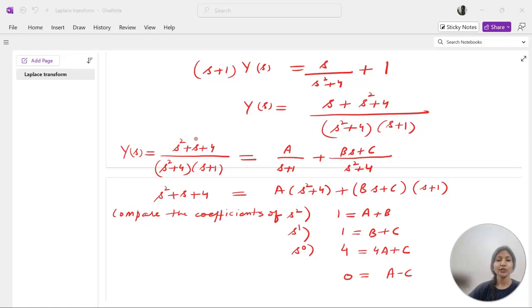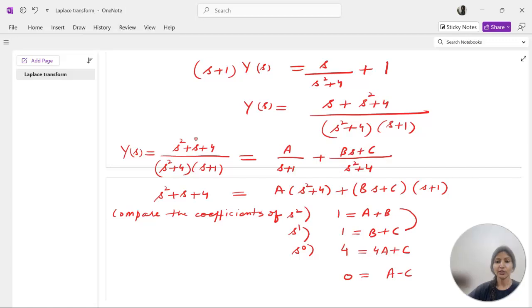We compare the coefficients on both sides of s square, s power 1 and s power 0. So when you compare the coefficient of s square, you get 1 equal to A plus B. When you open this up, you get B into s square plus Bs plus Cs plus C. So there are 4 terms here, and from there we can see that A plus B is 1. Then the coefficient of s on both sides: here the coefficient of s is 1, here the coefficient of s is B plus C. The constant term here is 4, and here the constant is 4A plus C.